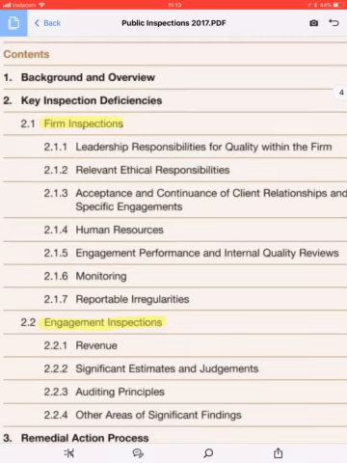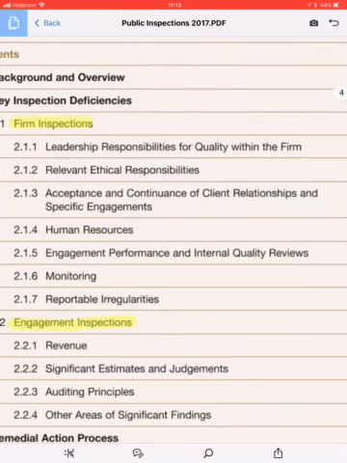So this section is only going to deal with firm inspections, and in the next one we are going to cover engagement inspections. If you can just have a look at the firm inspection contents, they looked at 6 elements as well as reportable irregularities. So the first 6 are the common elements of quality control, and number 7 deals with reportable irregularities specifically. Leadership responsibilities, ethics, acceptance and continuance of relationships and engagements, human resources, engagement performance and internal quality review, monitoring and reportable irregularities then, as I said. So we're going to have a look at those 7 now.